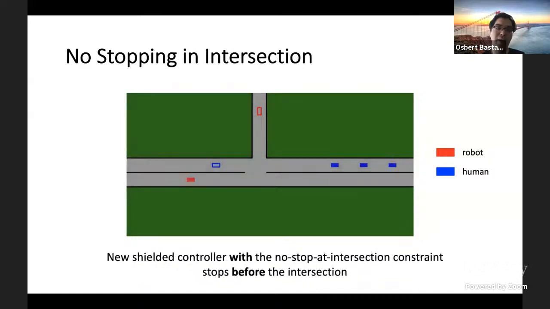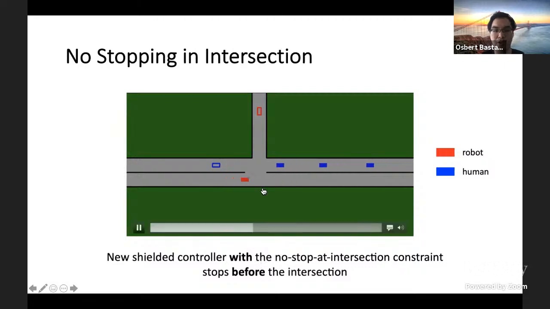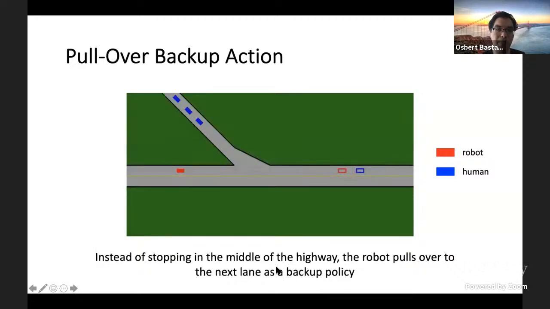and lead to congestion. There's a pretty simple modification we can make, which is that we can add a constraint saying that the backup policy is not allowed to come to a stop in the middle of an intersection. So that doesn't count as safely coming to a stop. It has to either cross the intersection or come to a stop before the intersection. As you can see here, it's going to choose to come to a stop before entering the intersection, wait for the car to pass, and then cross safely.